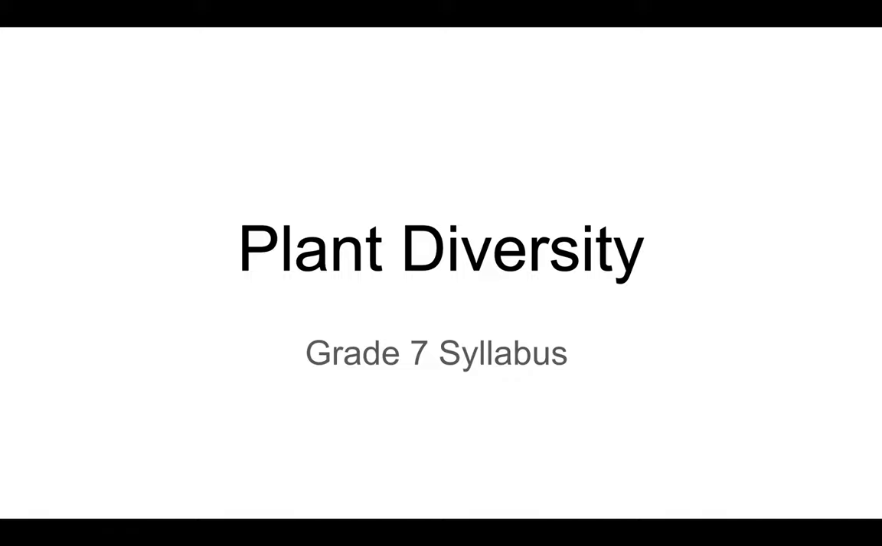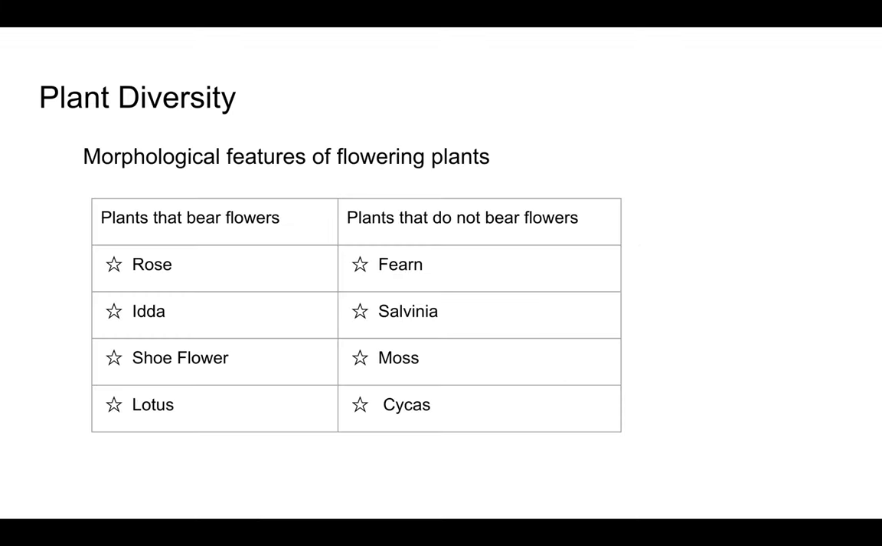Today we are doing plant diversity, first part. Let's begin. The first chapter is morphological features of flowering plants. In your surroundings, you have plants that bear flowers and plants that do not bear flowers. What are the plants that bear flowers? Rose, ixora, shoe flower, lotus, and a lot of others. What are the plants that do not bear flowers? Fern, salvinia, moss, and cycas.